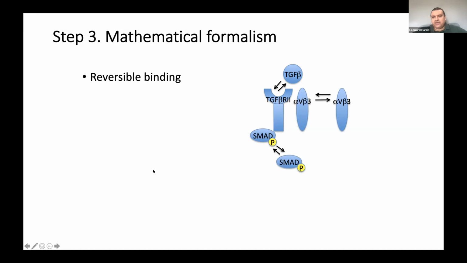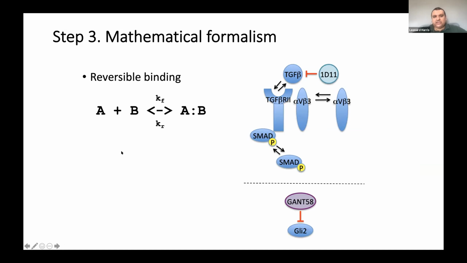SMAD, phosphorylated SMAD can reversibly bind to the receptor. And then they're also modeling the interaction of the drugs as a reversible binding event. So we can just model it as a simple reversible reaction set: A plus B goes to an AB complex. We modeled the rates of these reactions using the simplest form, which is known as mass action kinetics.